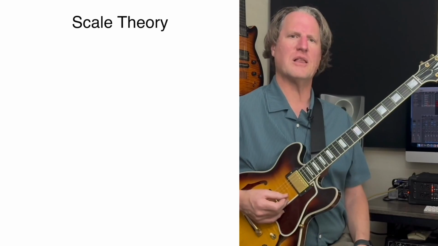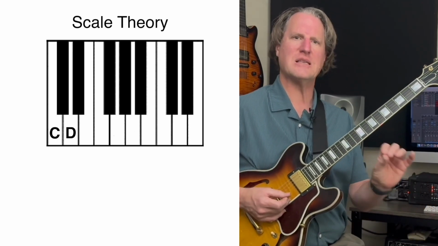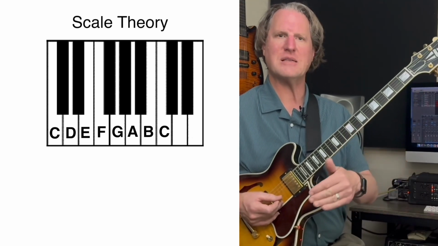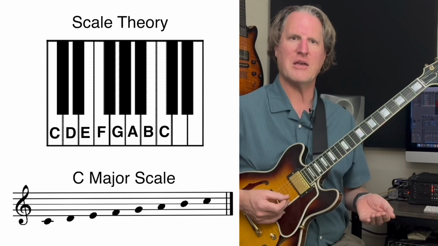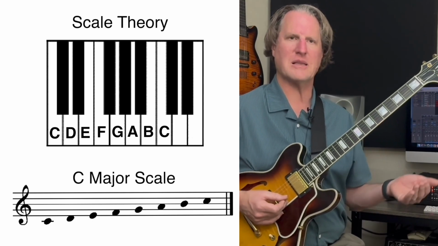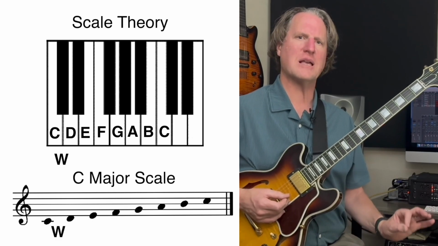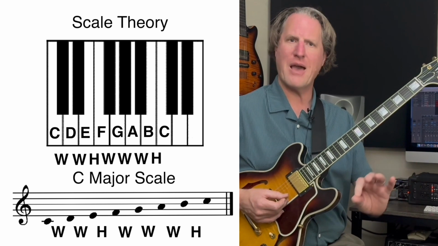First of all, if we take the piano and we take the white keys from C to C, C, D, E, F, G, A, B, C, we have what is known as the C major scale. Now, we can start a major scale on any key of the piano, basically any note, and it will always follow the pattern of whole step, half step, whole step, whole step, whole step, half step.